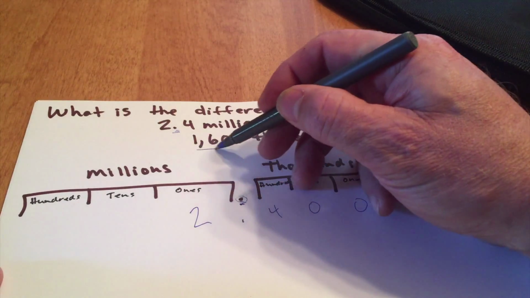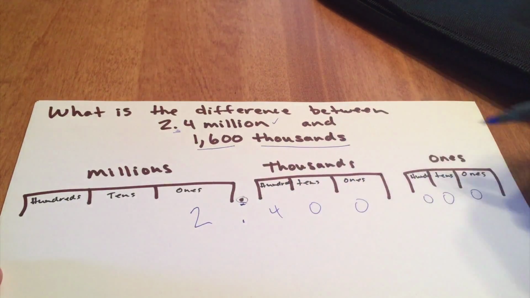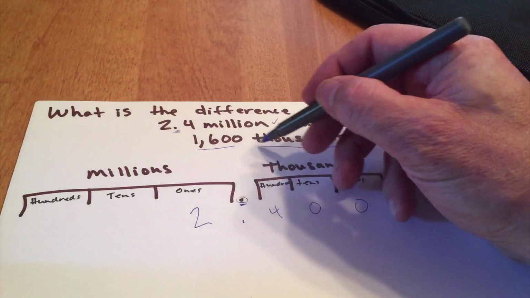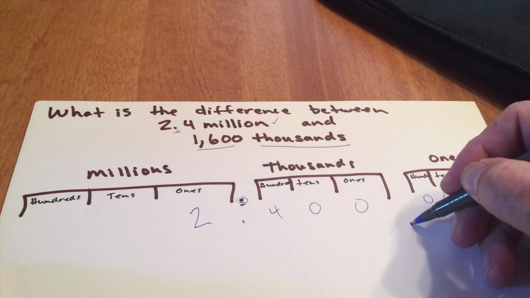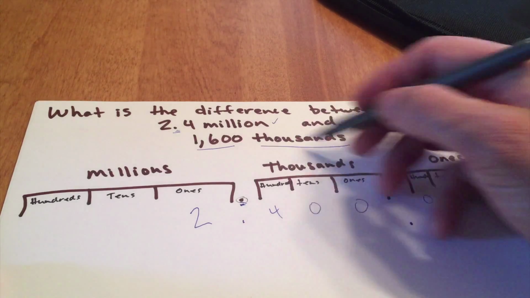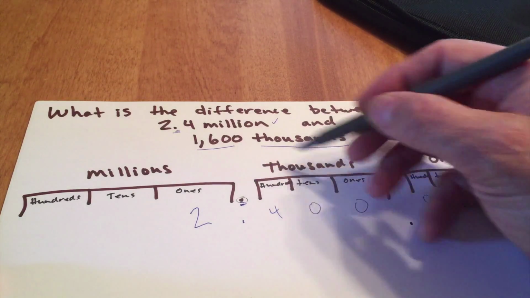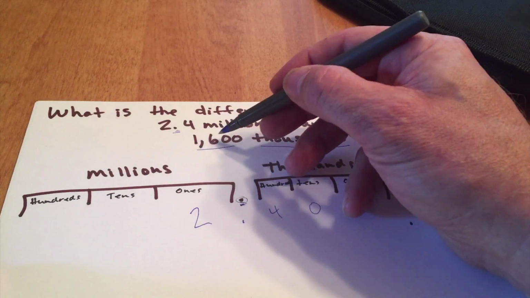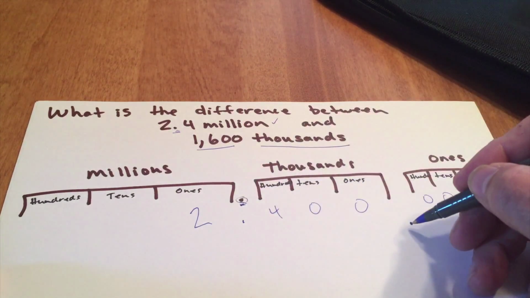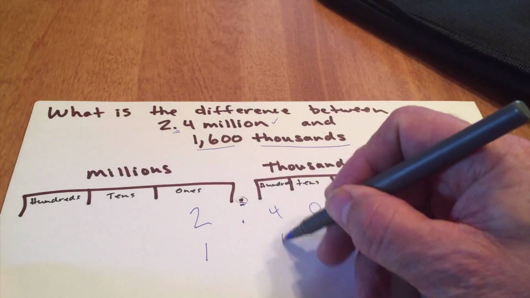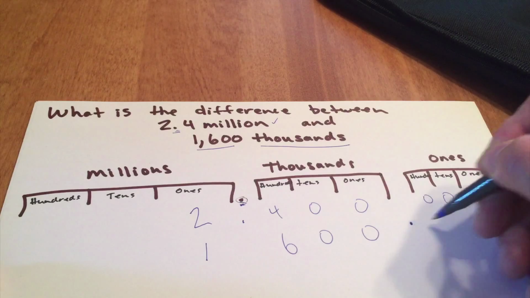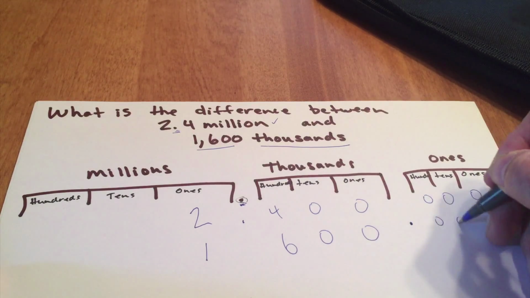But now I've got this problematic number here where it says 1,600 thousands. Because I'm talking about thousands now, this time I'm going to put a decimal here because this is where the thousands begin. 1,600 thousands. So if I think about it, 1, 2, 3, 4, 1,600 thousands. And again, I can add zeros.